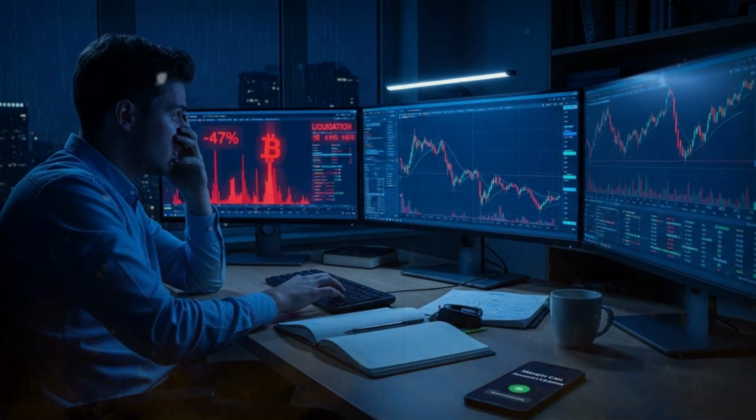Order blocks aren't just rectangles. They are the psychological battleground between those who know how the market works and those who guess how the market works. They show where control shifted. They show where the push happened. They show where the real intentions were hidden.